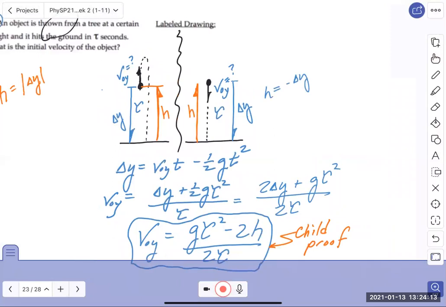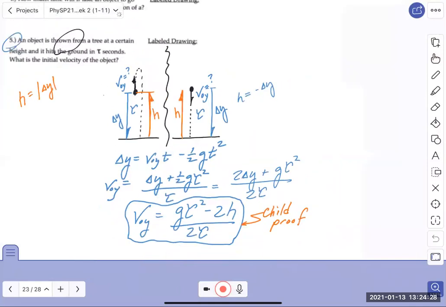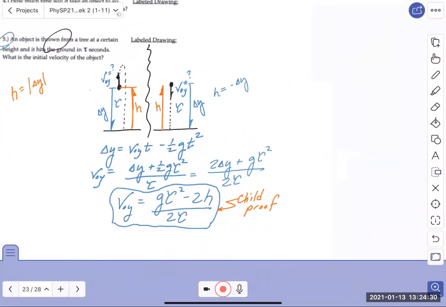If you give them the height, say this kid is 10 feet up in the tree, they're going to write in 10. They're not going to write negative 10. They're not going to realize that delta y is negative. And so if you're looking at it, this is an algorithm, right? So you're looking at an algorithm.